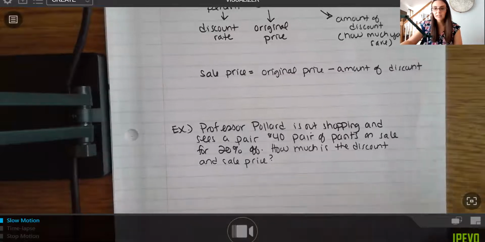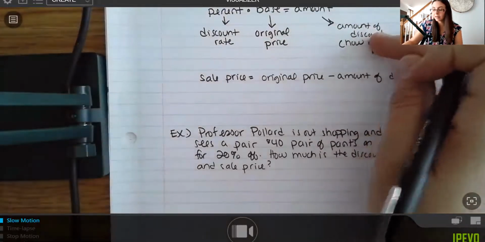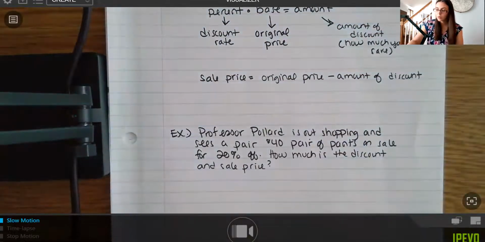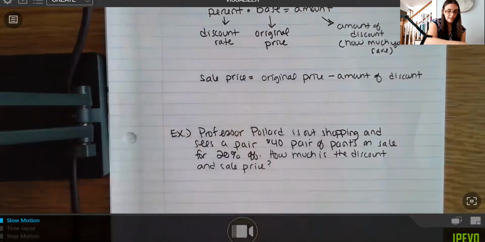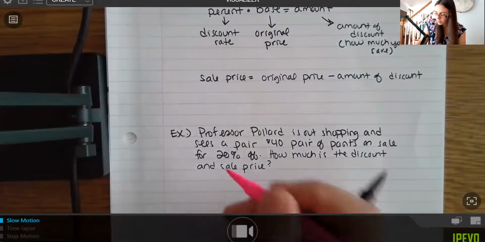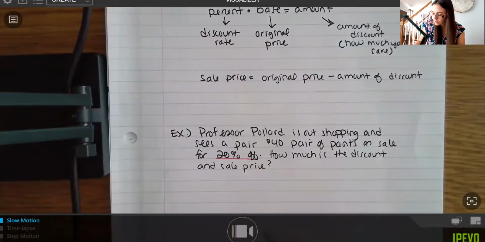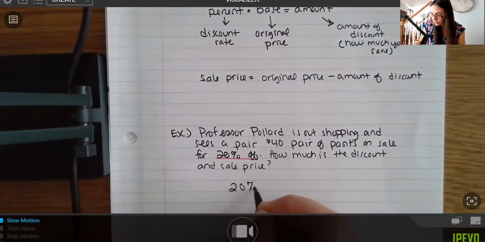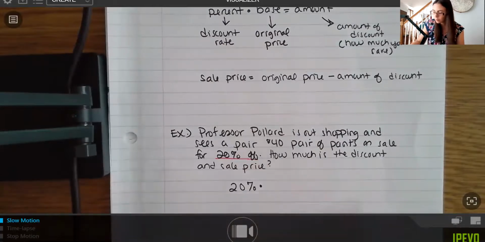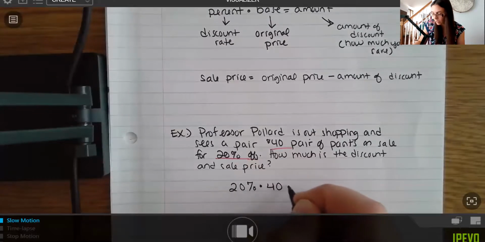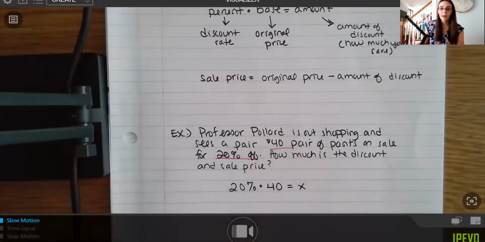First, I'm going to find the discount, sort of like a step one, and then I'm going to find the sale price. So my percent here is your percent of discount. So this is my percent of discount, how much it's off. So it's 20% off, so it's 20%. The original price of the pants is $40. So I'm going to multiply that by 40, and that's going to give me my amount of discount.